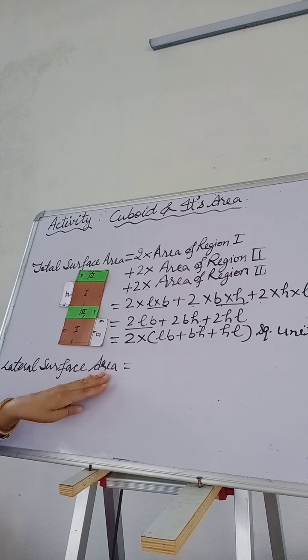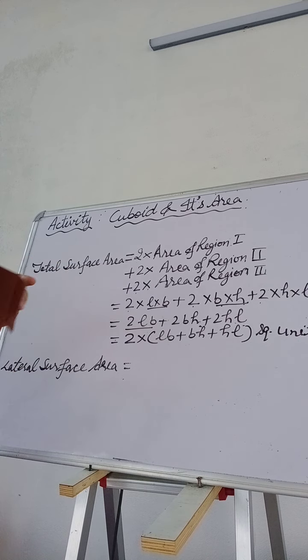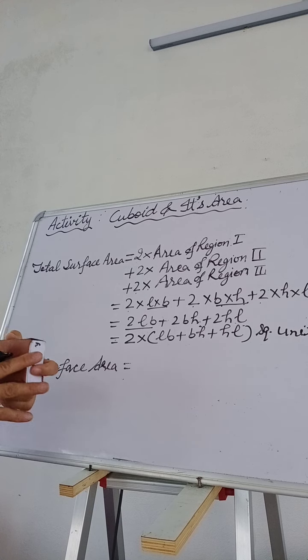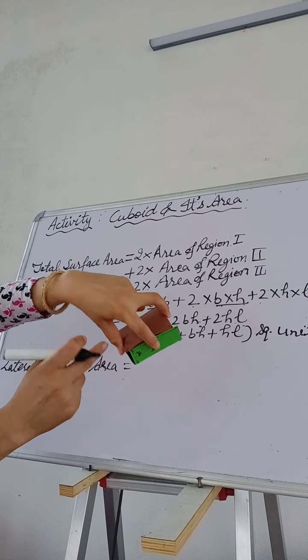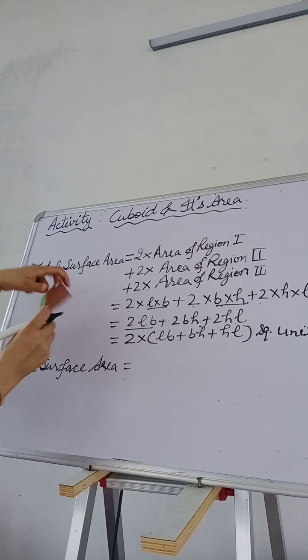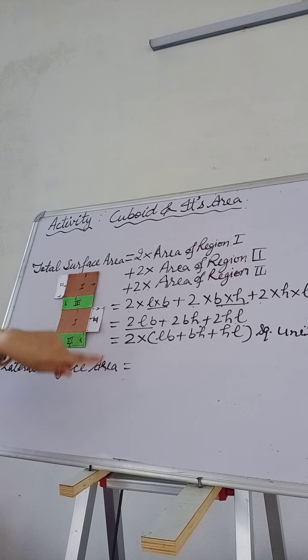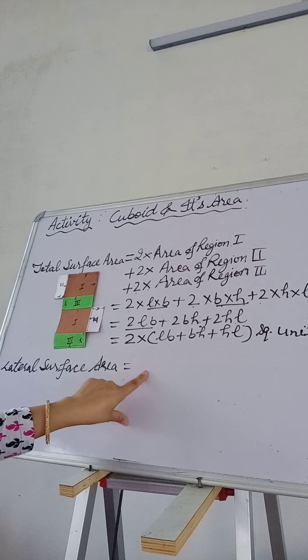Now when we are talking about the lateral surface area of a cuboid, we do not consider the area of base and top in the lateral surface area. We use this area to find the area of 4 walls. See, this brown face is the base and this brown face is the top. So I am just going to leave the area of these two faces. I'm just going to write the area of region 2 and area of region 3. That will be the lateral surface area.